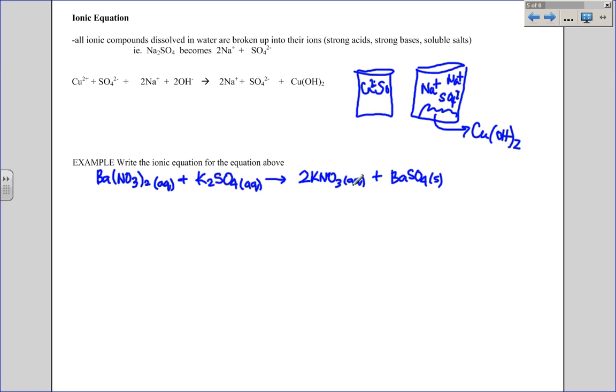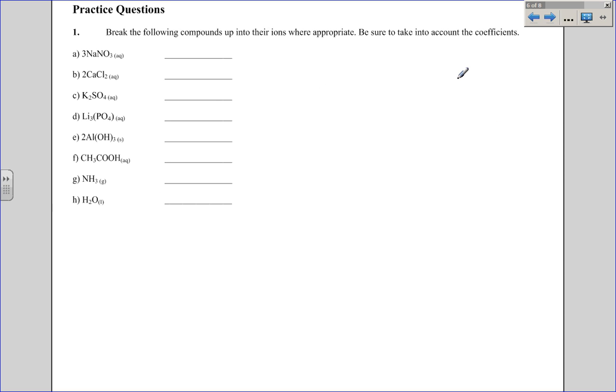So before we do an example with our reaction, let's just go and do some practice of breaking up the ions and making sure that we can do that step. Because that's really, out of everything we do in this lesson, the biggest new skill that we're learning. So further along in your notes, you have these practice questions where you're to practice breaking up the compounds into their ions. And notice in the question it says, where appropriate. So we need to think about this.